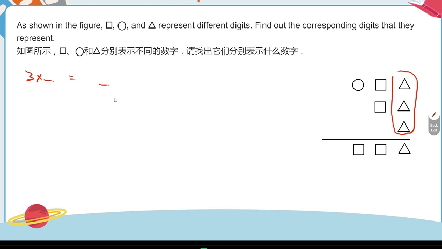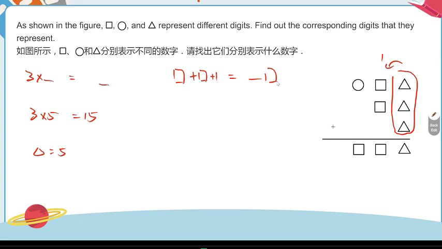Use a multiplication table and tell me directly. We got 3 times 5 equals 15. So the triangle must be the 5 here. And then we will have a carry over of 1. We got a square plus 1, and we have something ending with square.